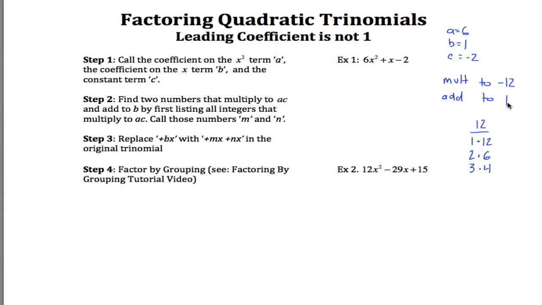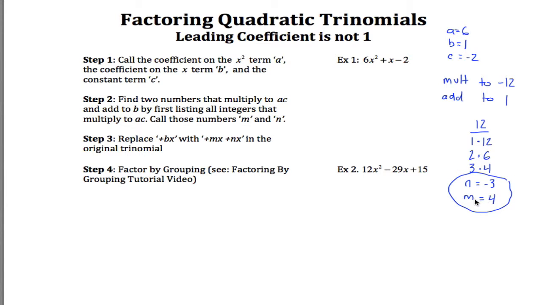-1 and +12 won't add up to 1. You can keep going through all the different combinations until you get down to the end here. If I choose -3 and +4, in my instructions I said to call those n and m. You don't have to label them as n and m. I just did that so I can refer to it later on in these steps. But what I want to point out is -3 plus 4 adds up to +1, and -3 times 4 multiplies to -12. So the two numbers that I'm looking for here are these guys.